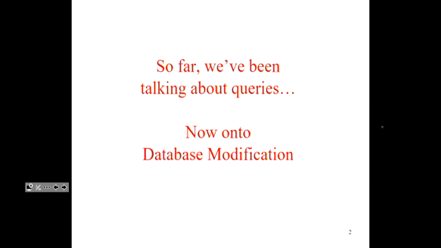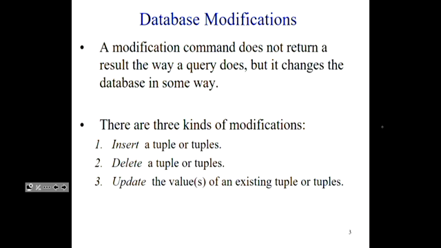So far we've been talking about how to query the data in a database, but how do you actually go ahead and modify the data in a database? This is also as important as understanding what's in the database and querying it. A modification command is different from a querying command because it does not return a result, it just changes the data in the database. And there are three types of modifications. The first is you want to insert a tuple or a set of tuples, delete a tuple or a set of tuples, and update the value of an existing tuple or set of tuples.